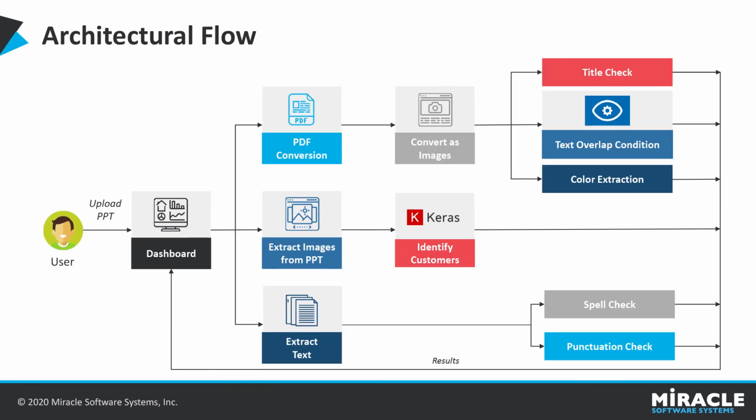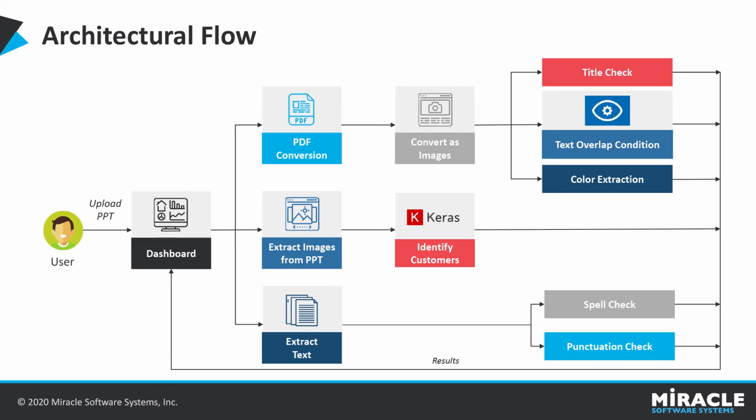Let's now go to the architectural flow of the application. Firstly, when the user uploads a presentation, the input presentation would be fed to three different functionalities: the PDF conversion, extracting images from the presentation, and extracting text from the presentation. The first one, PDF conversion, is again converted as images, that is, each slide to be one image, and these images would be fed as an input for title check, text overlapping condition, and color extraction.